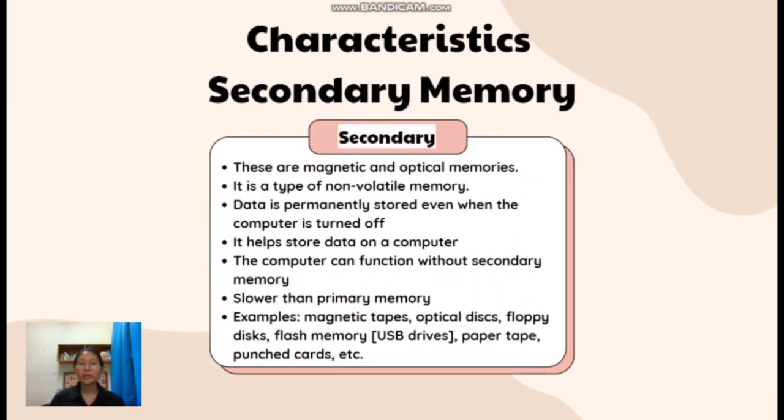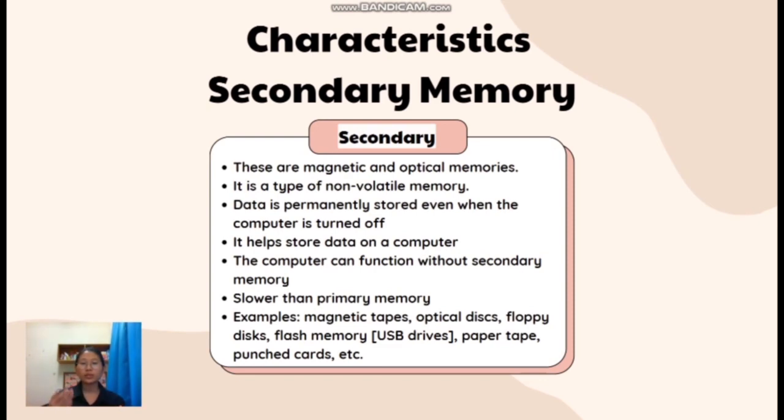Whereas secondary memory are magnetic and optical memories. It's a type of non-volatile memory. Non-volatile means that the data is stored permanently even when the power of the computer is switched off. It helps to store data on the computer. The computer can function without secondary memory, also known as backup memory, but it will lack the ability to store and access essential system files, software programs, and user data. It will limit the computer's functionality to basic operations.